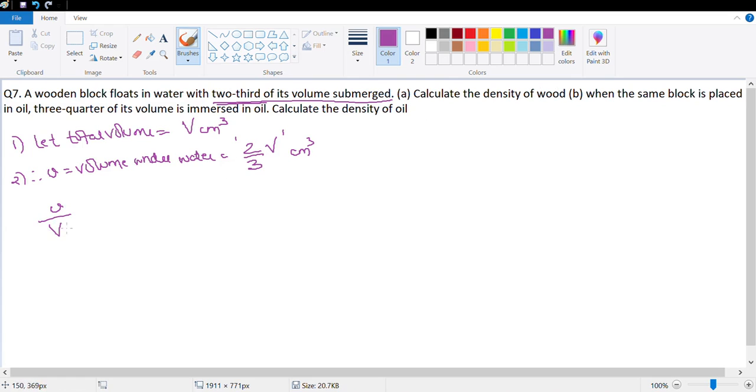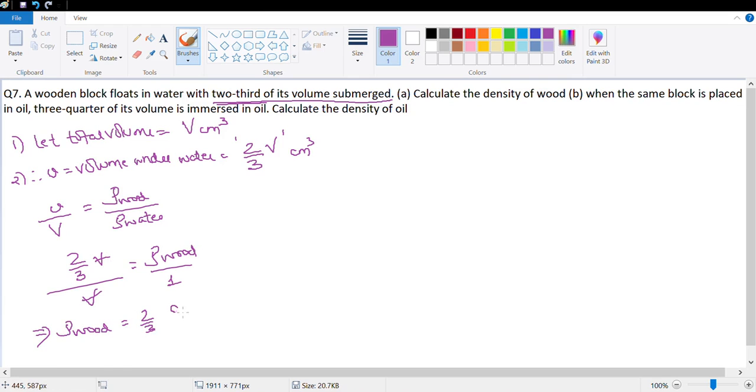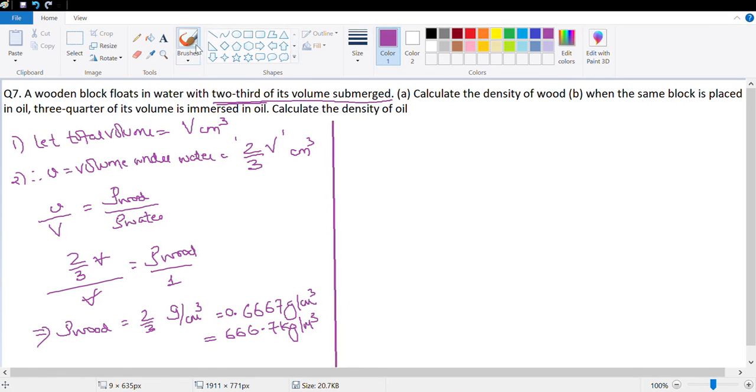So small v upon capital V is equal to density of wood upon density of water. Small v is 2/3 V, upon capital V, is equal to density of wood upon 1, which means V and V get cancelled, which means density of wood is equal to 2/3 gram per centimeter cube, or 0.66667 gram per centimeter cube, which will also be equal to 666.7 kilogram per meter cube. So that's the first part of the question, which is calculate the density of wood.